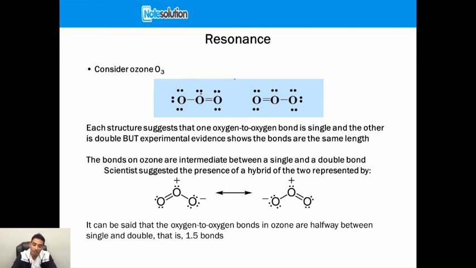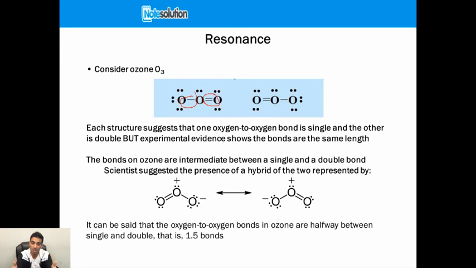But experimental evidence shows that the bonds are of the same length. So when scientists did experiments to see the bond length for ozone, they saw that the bond lengths are actually the same. So how does this make sense? We know that when we have double bonds, usually the lengths are smaller. So when you have a double bond between 2 atoms, the bond length becomes smaller. So how come the single bond in this case and the double bond have the same length?